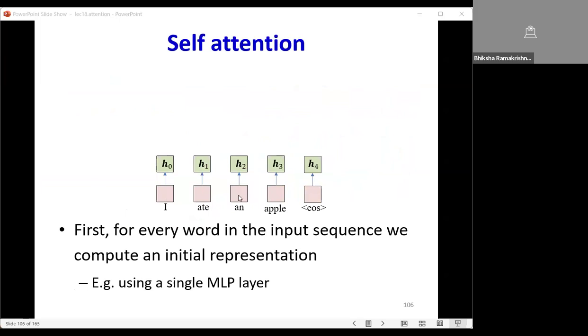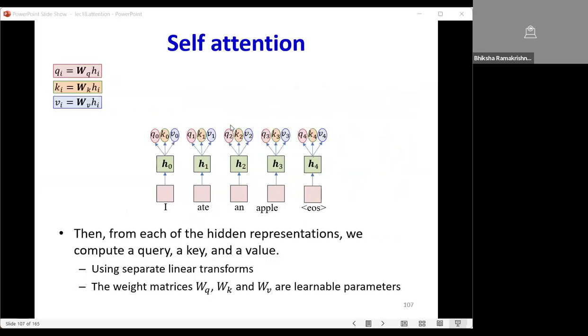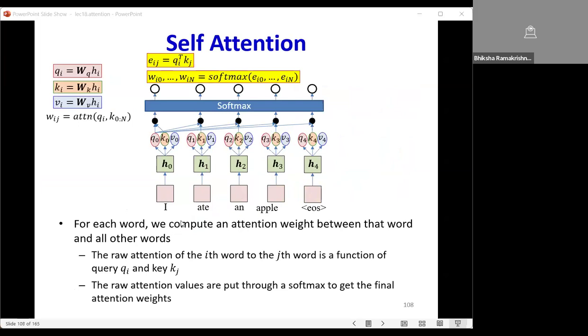For every word in the input sequence, I'd have an initial representation, say using an MLP or an embedding. Then from each one of these, I'm going to compute a query, a key, and a value. And then let's say I want to update the representation for I. I'm going to pick up the query for I and apply it against the keys for every other word in the input.